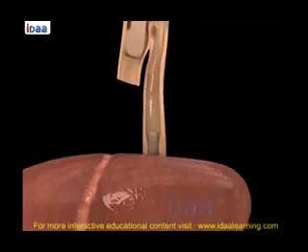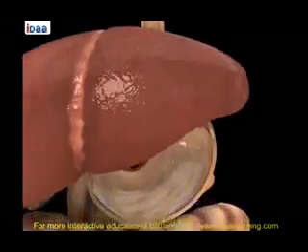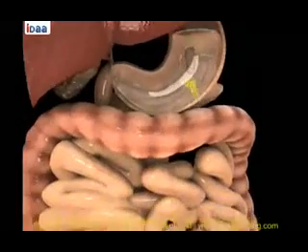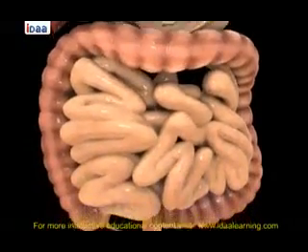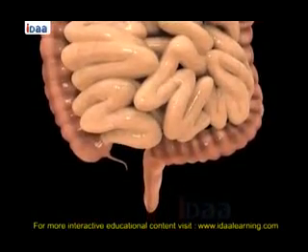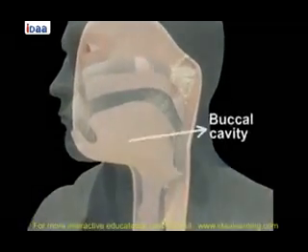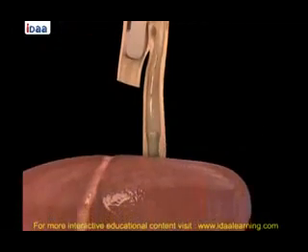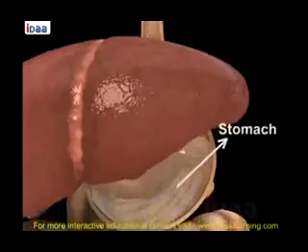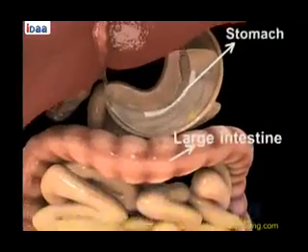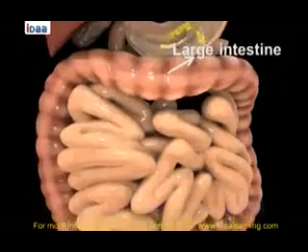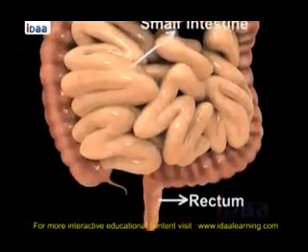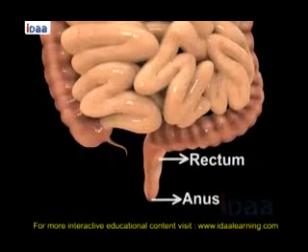The food we take passes through a specific canal which begins with the buccal cavity and ends at the anus. This canal is called the alimentary canal or the digestive tract. The parts of the alimentary canal are the buccal cavity, esophagus, stomach, large intestine, small intestine, rectum, and anus.